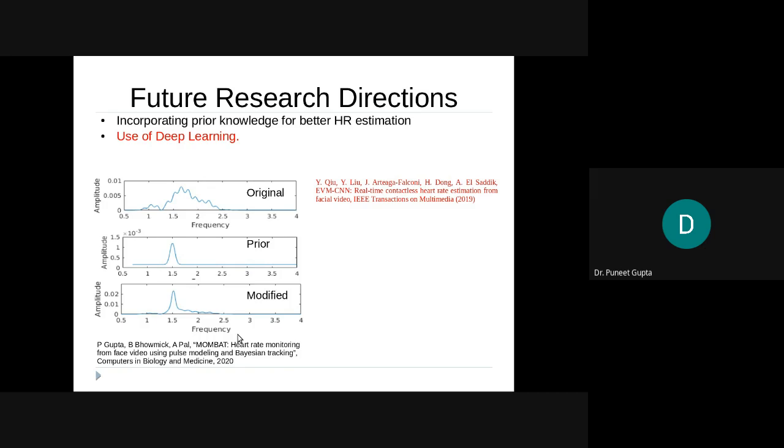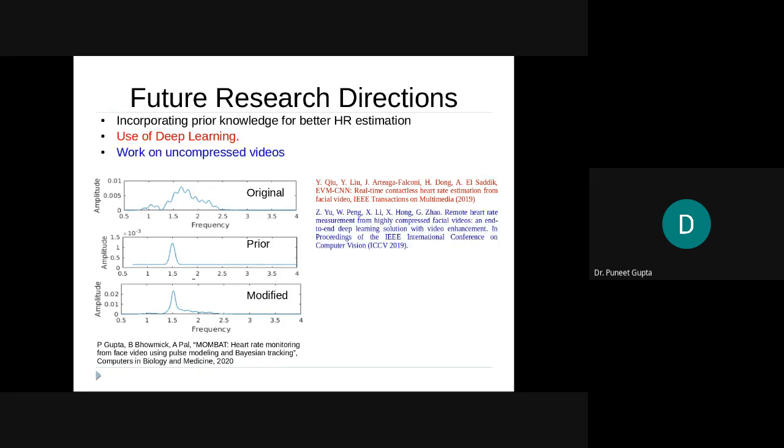Then people are using deep learning approaches to solve these different tasks, or have an end-to-end deep learning mechanism to solve this problem. We will see a few of those approaches in the upcoming slides. Some work has also been done on compressed videos. Up till now, whatever I have told you is on uncompressed videos. The reason is we are looking for subtle changes.